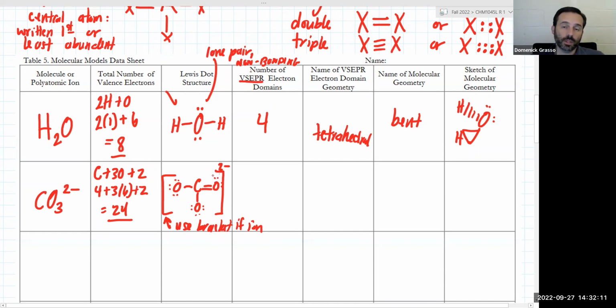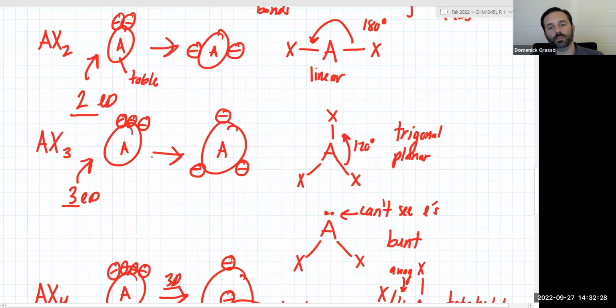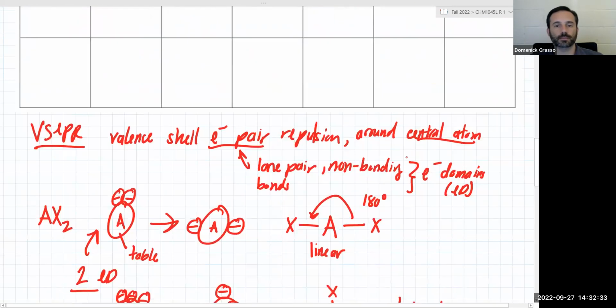When carbon looks around, carbon's our central atom. How many things does it see? It sees 3: 1, 2, 3. It sees 3 electron domains. The question is, what's the geometry for 3 electron domains? Again, we figure this out. If I have 3 electron domains and I push them around, it looks like a triangle. So it's called trigonal planar.